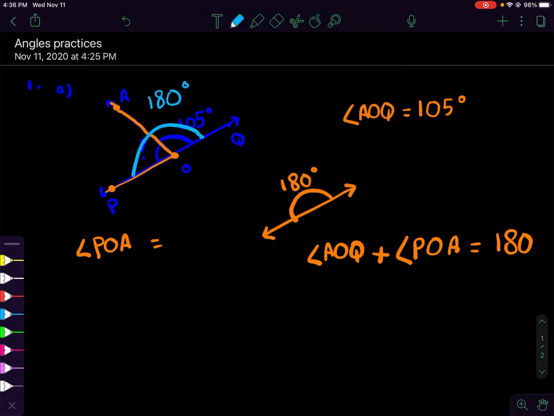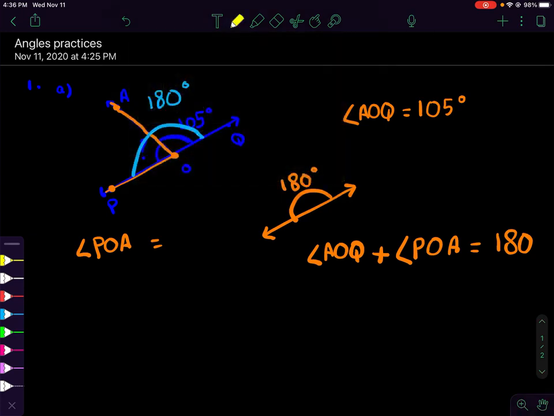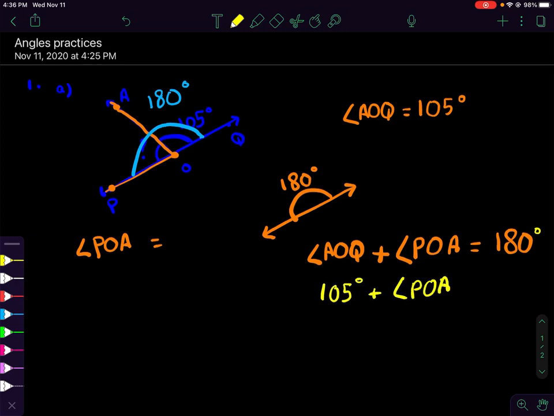That is one of the rules that you have to watch my first video to understand this rule. You have to memorize it. This is something we need to know for every question that we do. So 180 degrees. Now, do we have the angle AOQ? Yes, we do. It's 105 degrees. Do we know the angle POA? No, we don't know. So we put it just like that, and then we know 180 degrees.